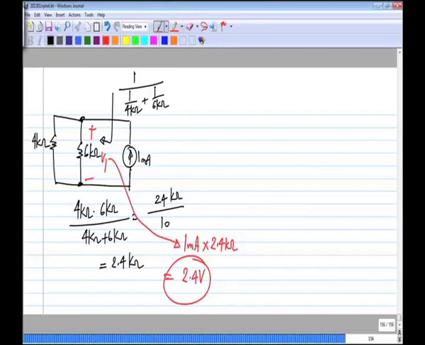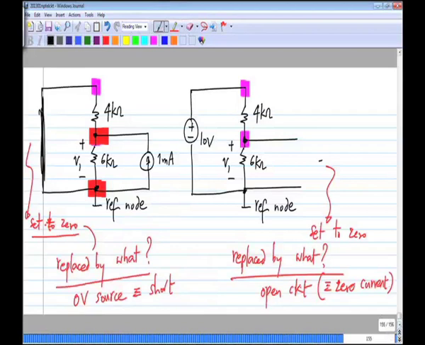And similarly, if I have this particular case, okay, you can calculate the total current. What is the current flowing here? What is the current flowing in this loop? You have two resistors in series, 4 kilo ohms and 6 kilo ohms. So what is the current flowing here?